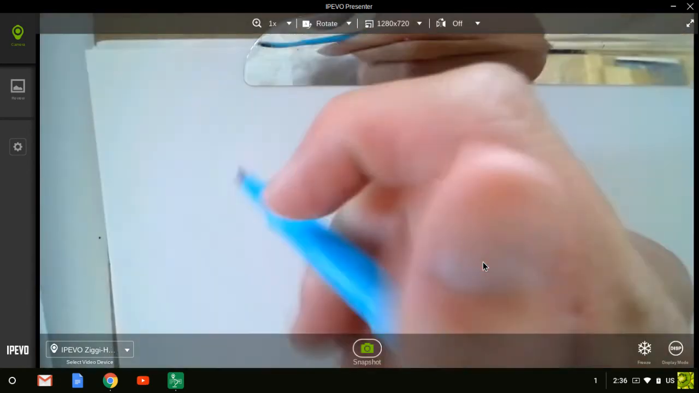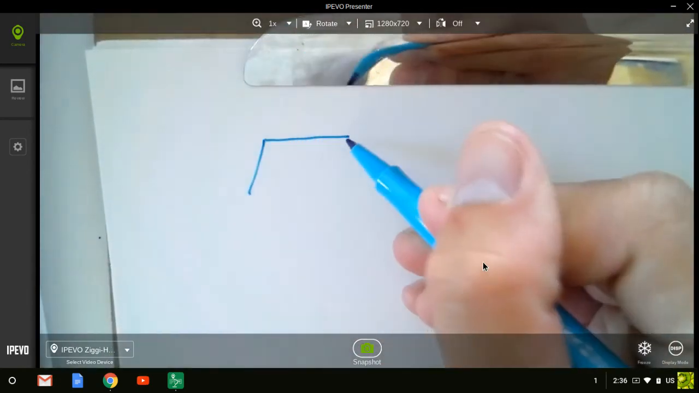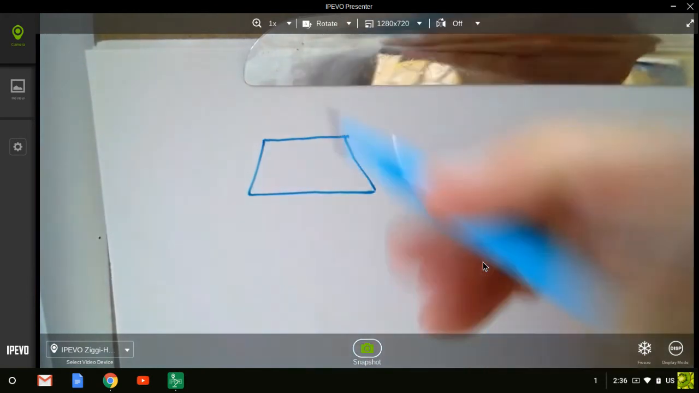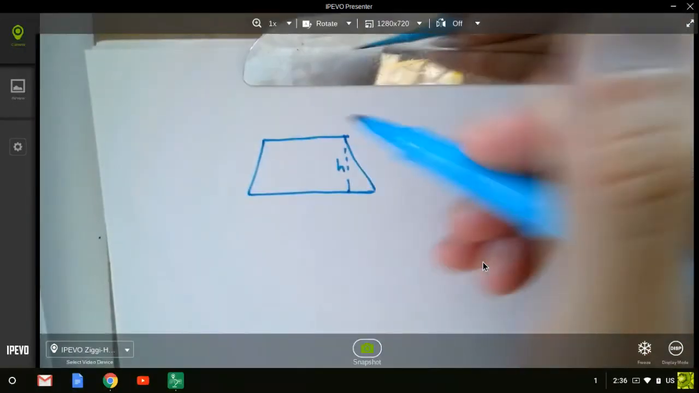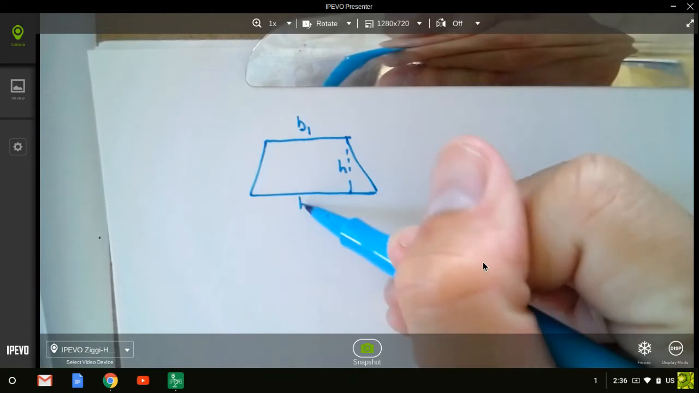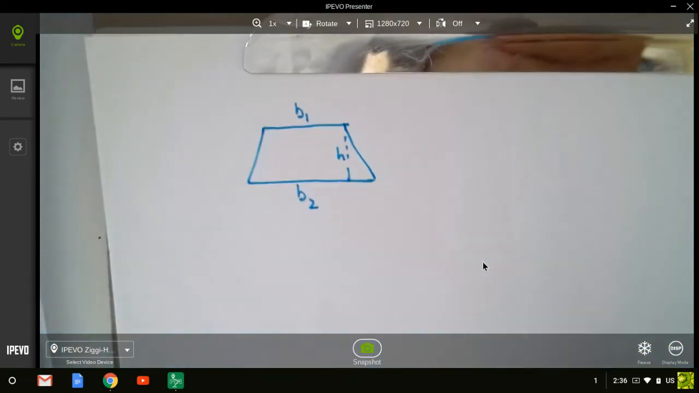BH2. Yeah, that's a triangle. So let's look at a trapezoid here, if you remember. They have 2 different bases. Yeah, well, we did that. I would just add the area of the 2 triangles.